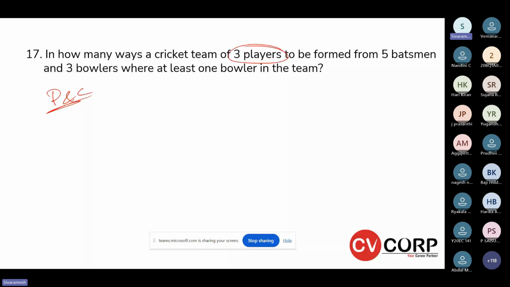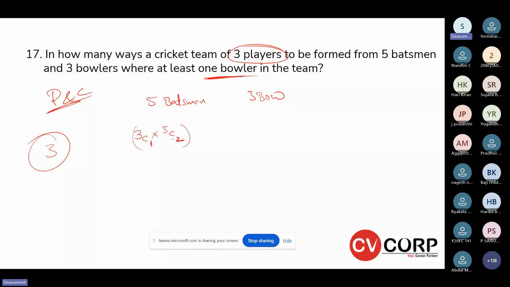They have given the condition: total 5 batsmen and 3 bowlers. I want 3 players in total, where at least 1 bowler is in the team. So 3 members I need to select, with at least one bowler. At least one means one or more than one, correct? If I take one bowler from three bowlers, how many ways can I select one bowler? 3C1. Combination means only selection. And the remaining two will be from batsmen. So one bowler, two batsmen: total 3 members selected.